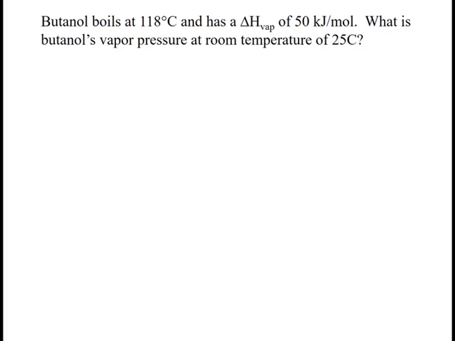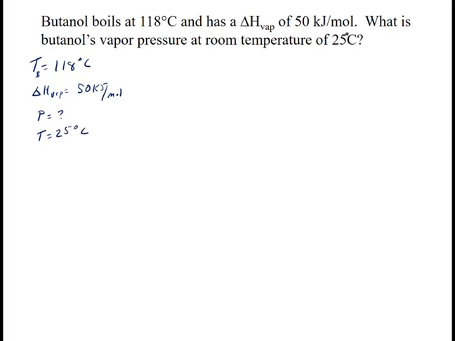So degree C is a temperature. So temperature is 118 degrees C. And I've even put down TB, which indicates boiling. I have a delta H of vaporization of 50 kilojoules per mole. It wants to know what is the butanol's pressure, so that's my unknown, if my temperature is 25 degrees C. Forgot to add the little degree mark there.